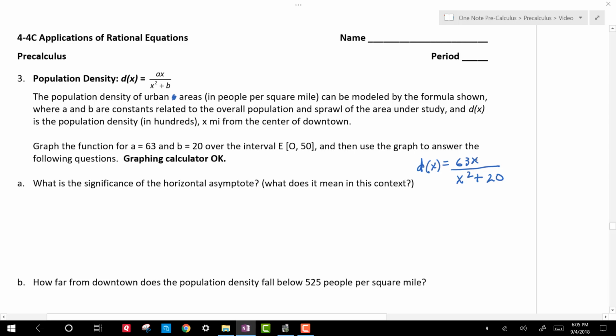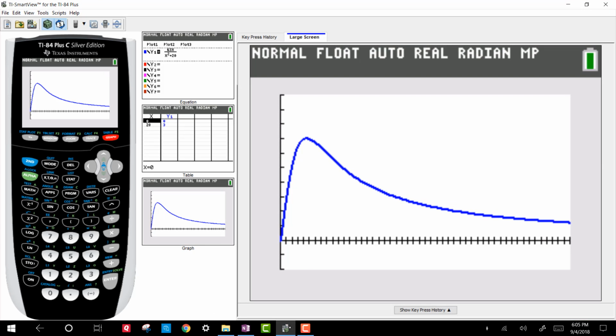Because the degree of the numerator is less than the degree of the denominator, right away I know that my horizontal asymptote should be y equals 0. Now if you look at your graph, it looks like it's coming down, and we're not only out to 50, but eventually it's going to get closer and closer to the y-axis, okay?